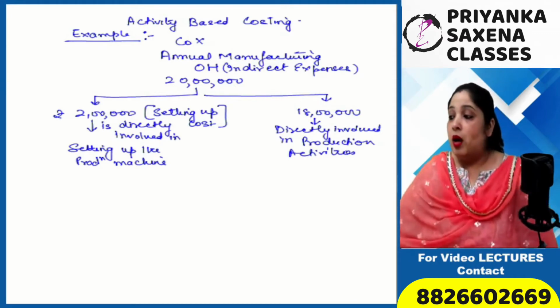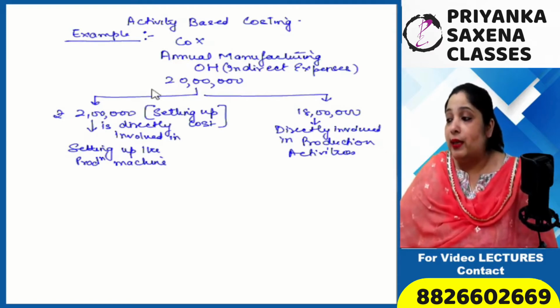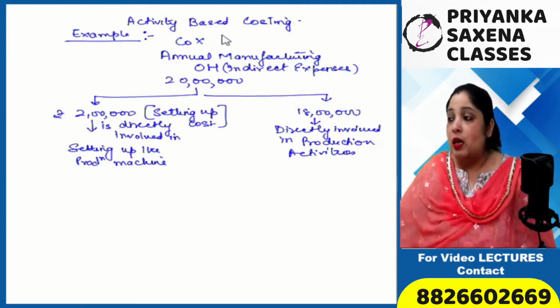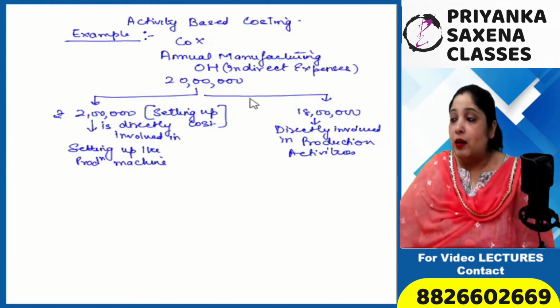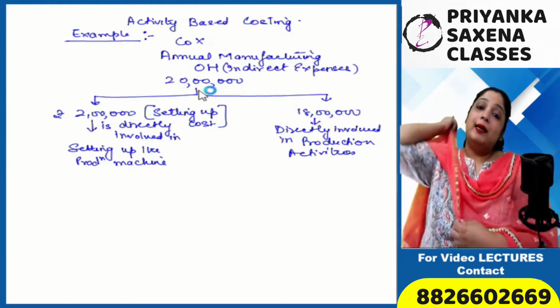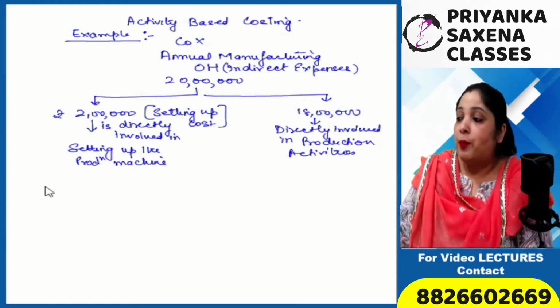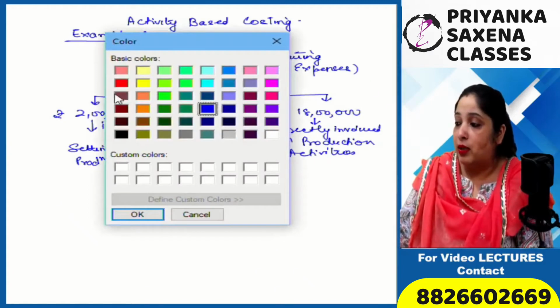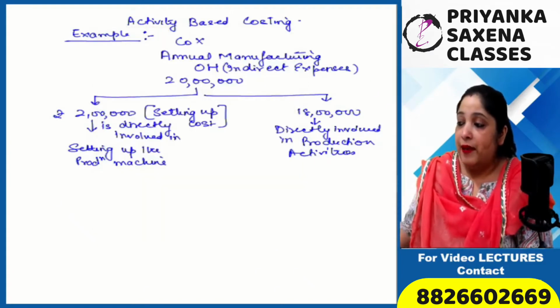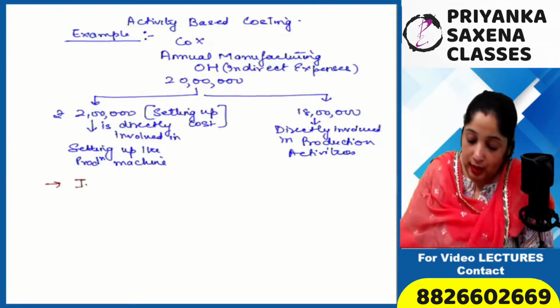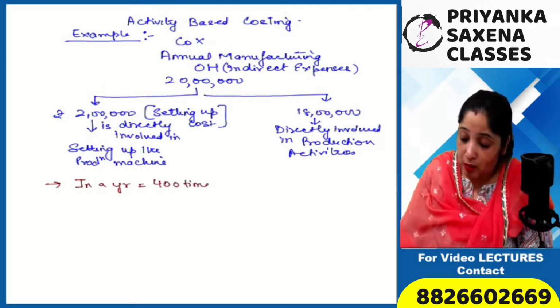Okay. Now we have classified this 20 lakh in two parts. We are trying to explain you what is activity based costing. First, understand how we are trying to charge the indirect expense, trying to compute the cost per unit. Now suppose if I give you some more figures on this. If I say annually, suppose in a year 400 times machine setup is done.